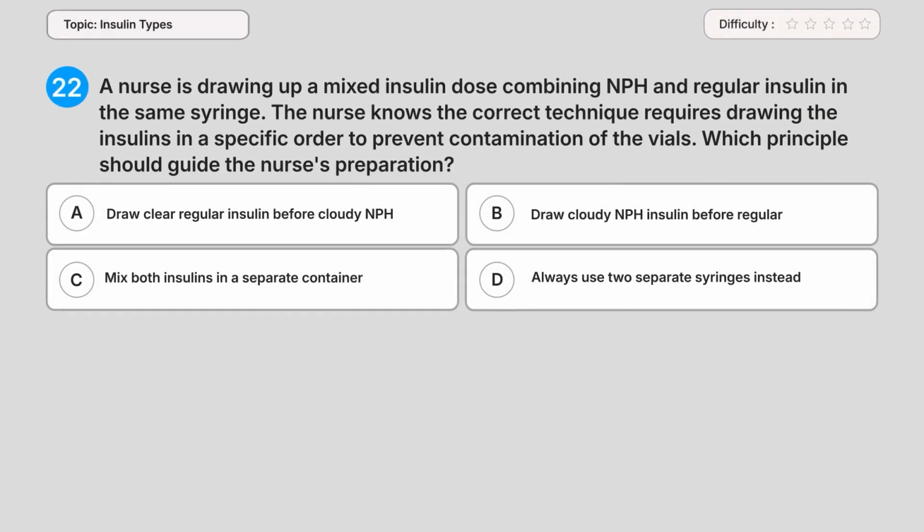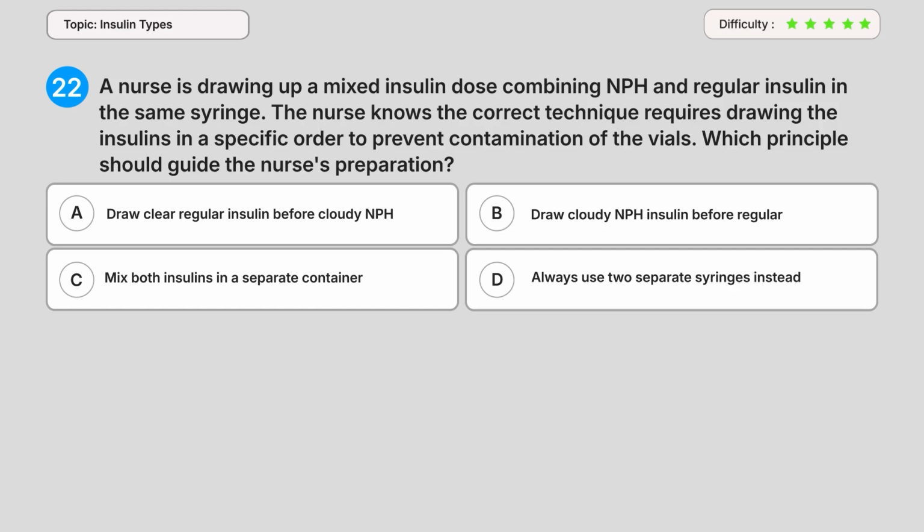22. A nurse is drawing up a mixed insulin dose combining NPH and regular insulin in the same syringe. The nurse knows the correct technique requires drawing the insulins in a specific order to prevent contamination of the vials. Which principle should guide the nurse's preparation?